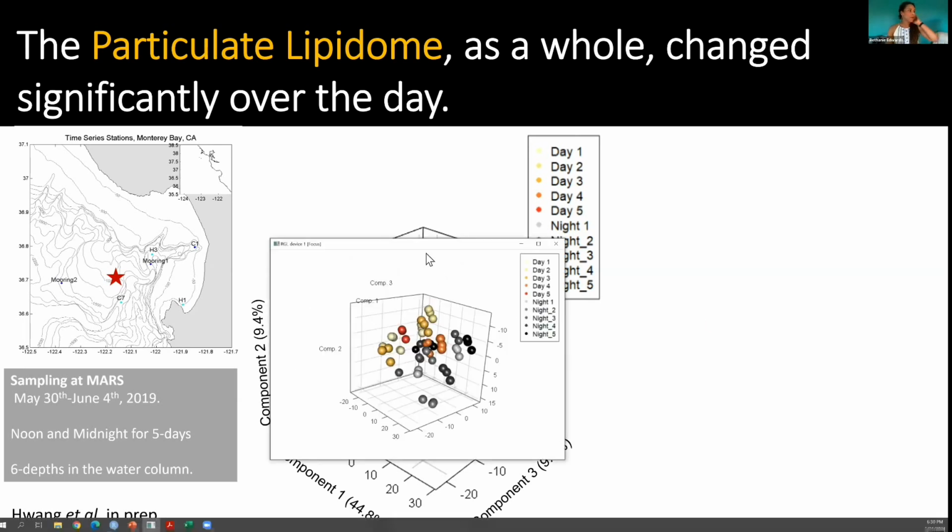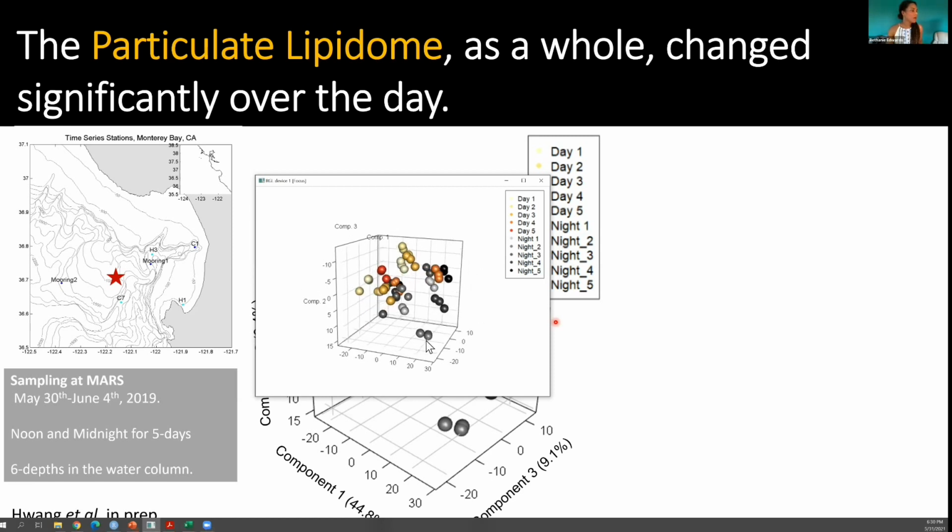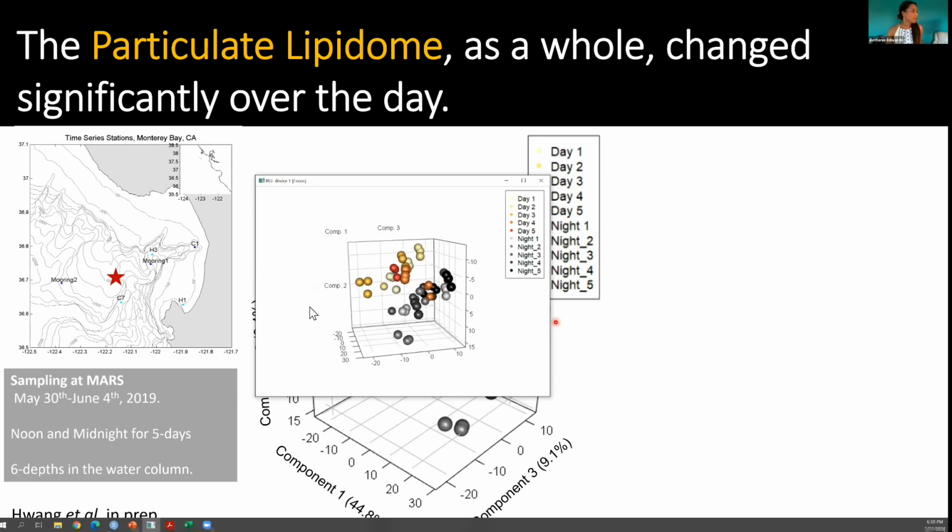So here we're looking at a partial least squares discriminant analysis, which compresses all the variability in our data into a few components and plots our samples against those components. Component 1 is actually separating our samples by depth, with the 20-meter samples clustering over here and the 0-meter samples clustering over here. But components 1 and 2 are separating our data by day and night. So the particulate lipidomes are quite different day and night.